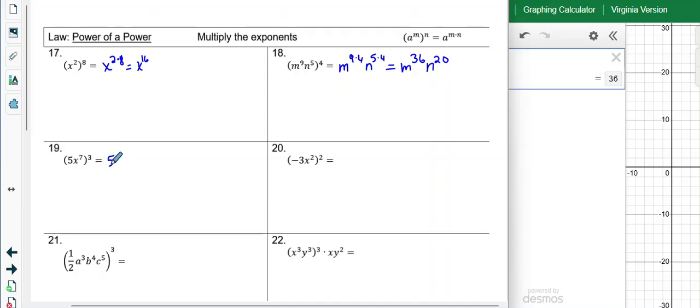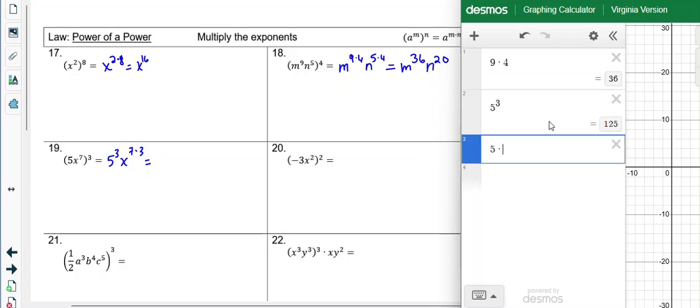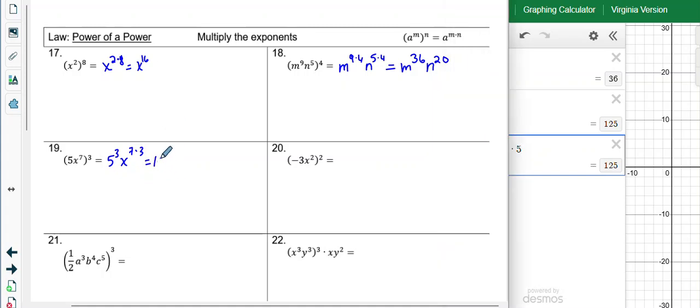So let me start by just rewriting everything. So that becomes 5 to the power of 3, and then x to the power of 7 multiplied by 3. Okay, so 5 to the third power, let me go ahead and simplify. That's 5 times 5 times 5, which is 125. I'll go ahead and write 125 here. And then x to the power of 7 times 3, which is 21.